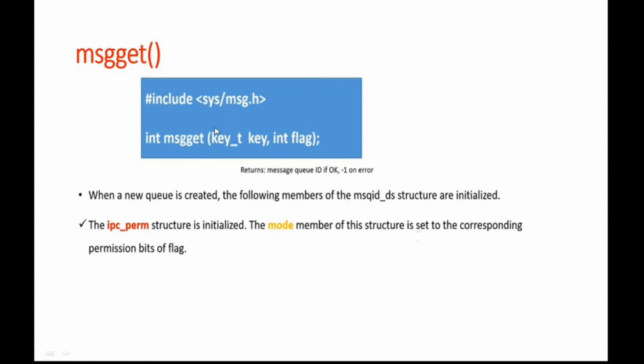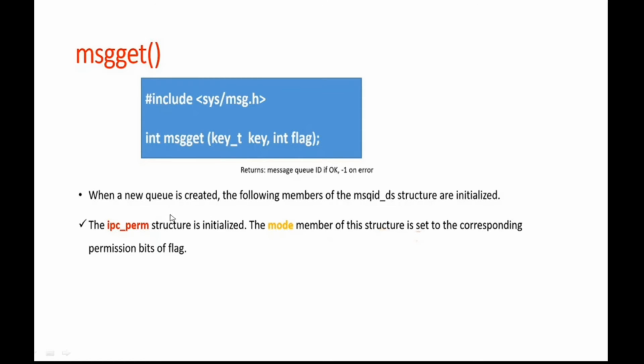If the queue has been created, or it already exists and is opened properly, then it returns the queue ID as the return value. If anything goes wrong, it returns -1 on error. When a new queue is created, the following members of the msqid_ds data structure which you have seen now are initialized.